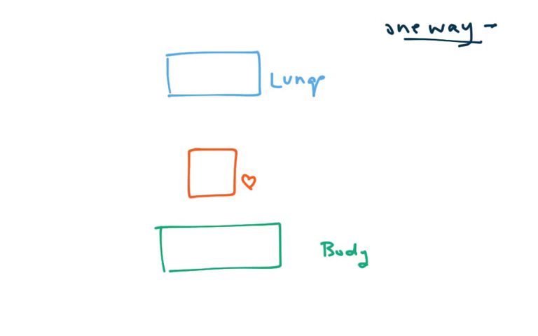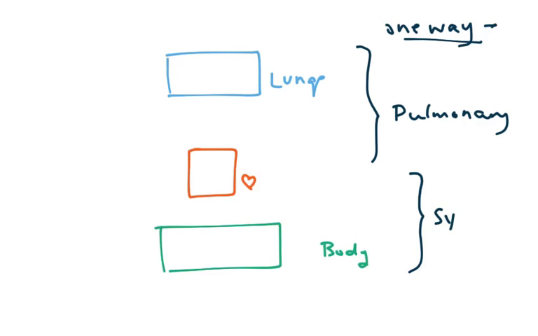The top part up here, from the heart and the lungs, we call that the pulmonary, because pulmonary relates to the lungs. The bottom part, dealing with the heart and the body, is the systemic. Okay? So you've got pulmonary pertaining to the lungs and systemic pertaining to the rest of the body.